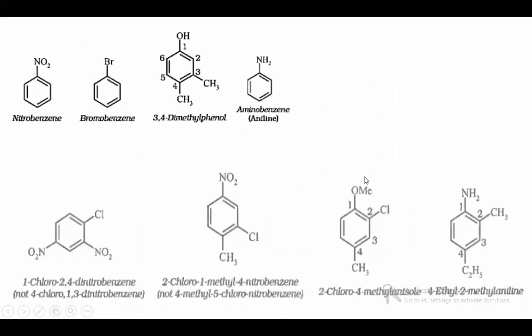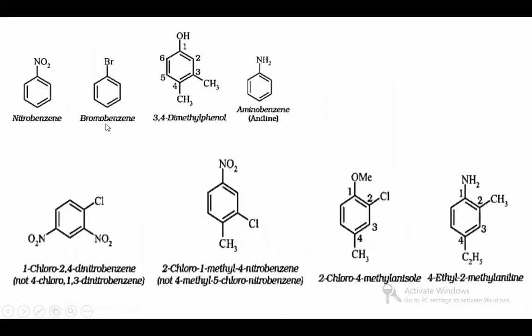Along with that, NO2 is nitrobenzene and Br is bromobenzene. And in this position, 1, 2, 3, 4, out of the CH3 methyl and OH, OH gets preference. So OH will be considered phenol. The rest of the substituent groups are this one and this one, 3,4-dimethyl phenol. And aminobenzene, C6H5NH2, is called aniline. Aminobenzene or aniline, the NH2 group attached to benzene.